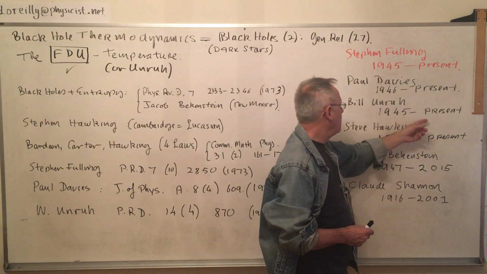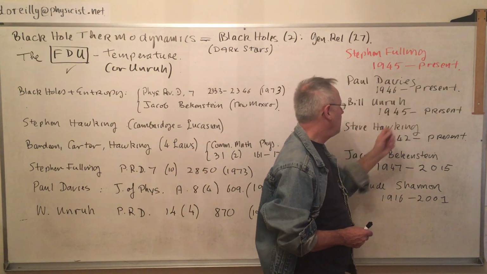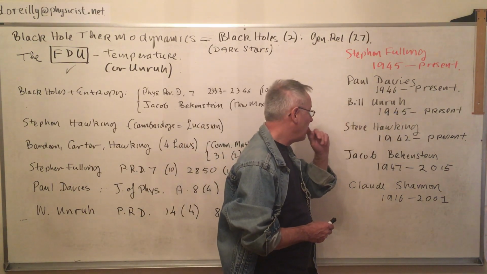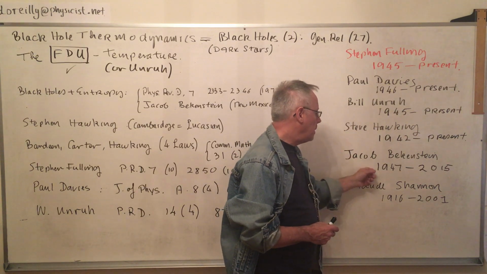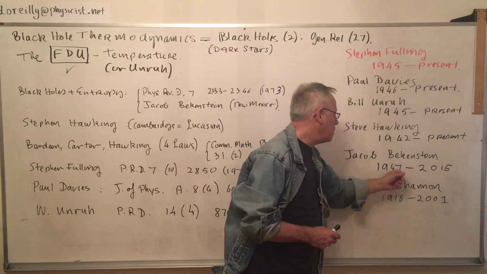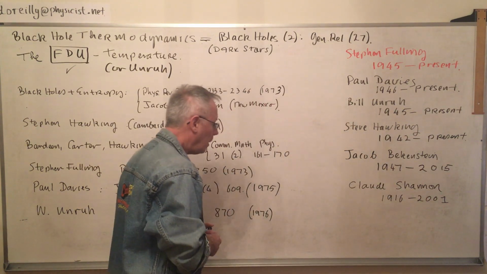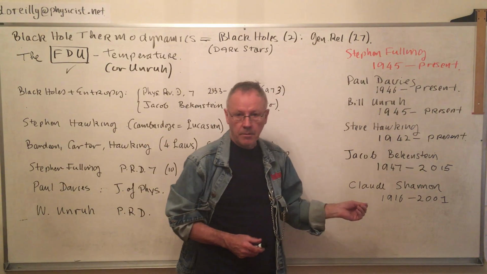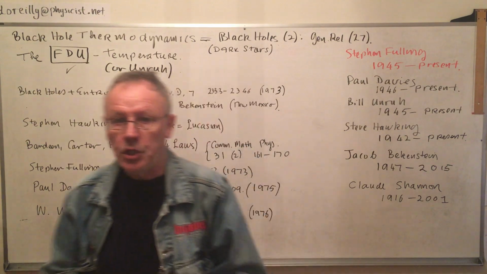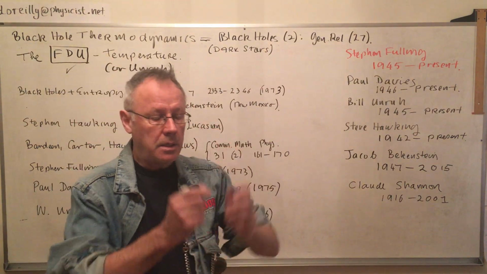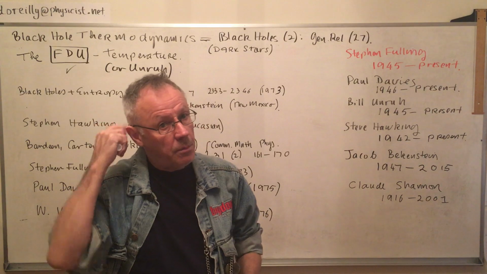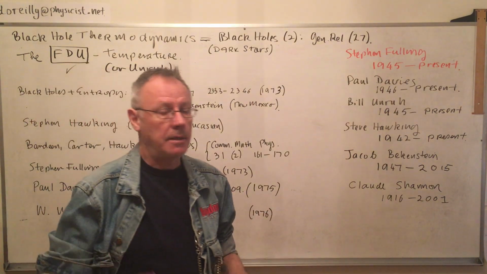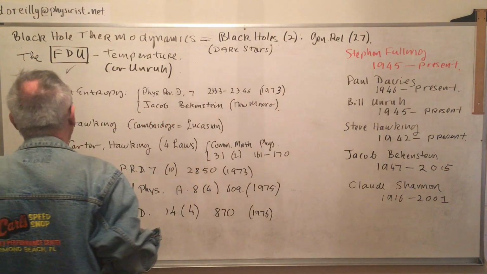And Bill Unruh died, no, he's still with us, I'm terribly sorry, 1945 to the present. Stephen Hawking is very much with us. Jacob Bekenstein passed on in 2015, was born in 1947. Somebody that we won't mention today but is coming up is Claude Shannon, who was an electrical engineer and a great mathematician. And he devised the idea of information. Entropy is a lack of information. So what's information? It's related. All right. So what are the main papers?